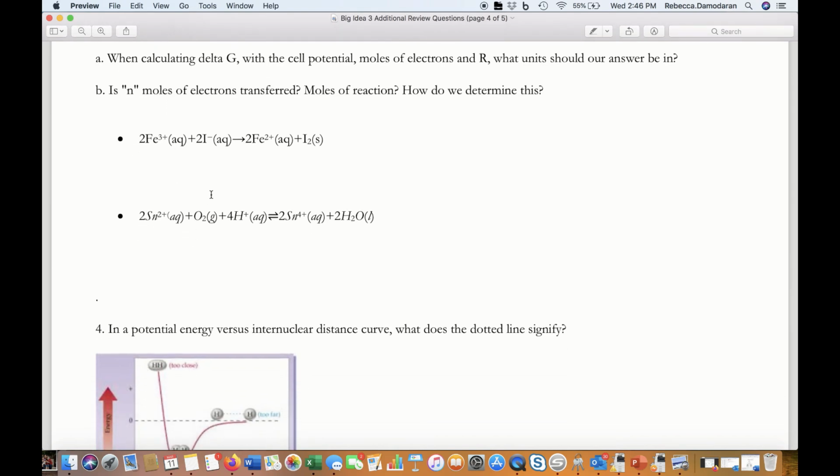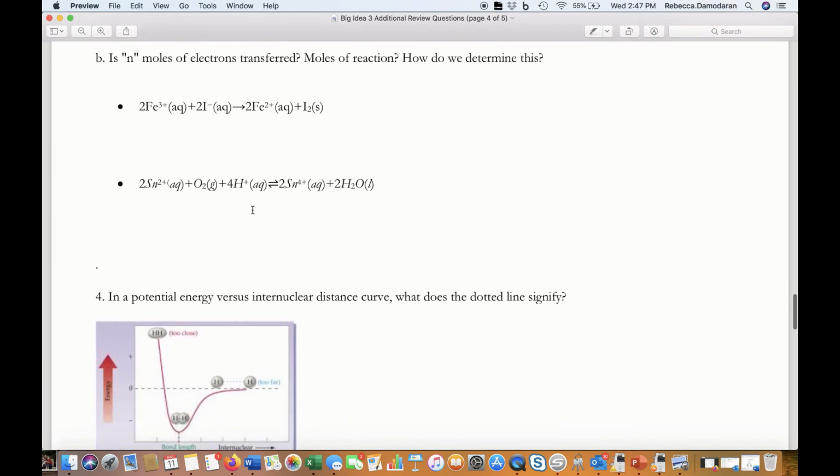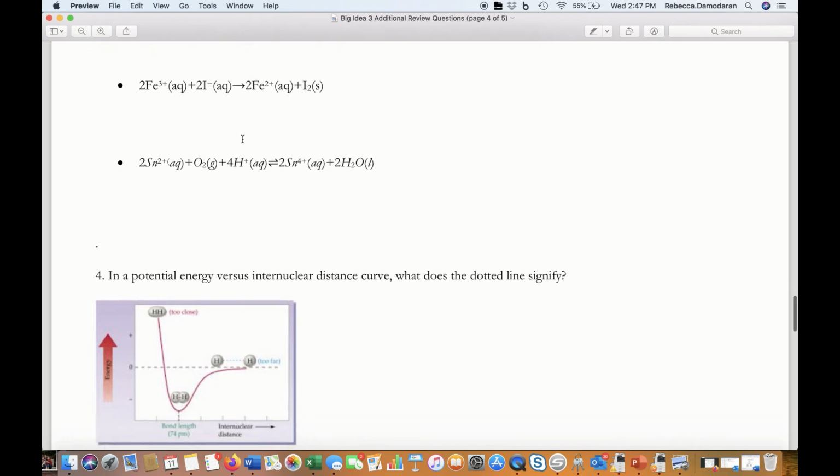Okay. For B, n represents your number of moles. How do you determine this? So let me show you these 2 examples. The oxidation number for iron here is going to be 3+. This is going to be -1, +2, and 0. So if you think about it, overall, this is a 6+ charge for iron. So it goes from 6+ to 4+, while iodide overall goes from -2 to 0. So +6 to +4, 2 electrons are being transferred, right? And then 2 electrons are being lost here, and 2 are being gained for iron. So your n for that would be 2.